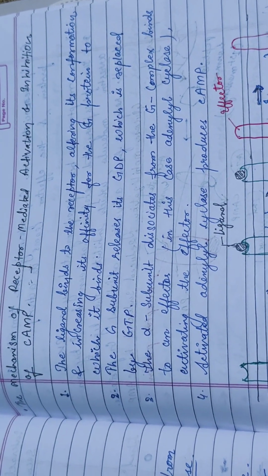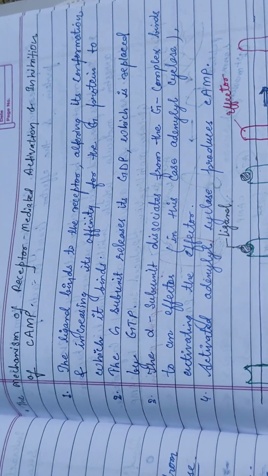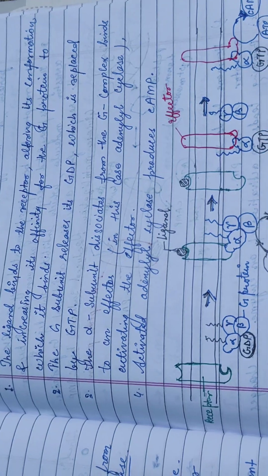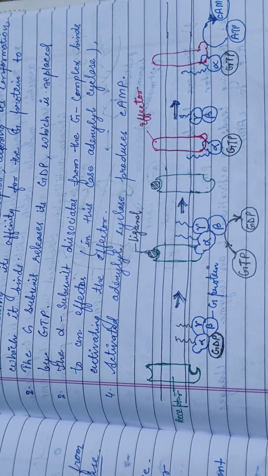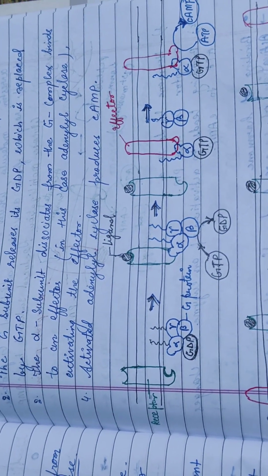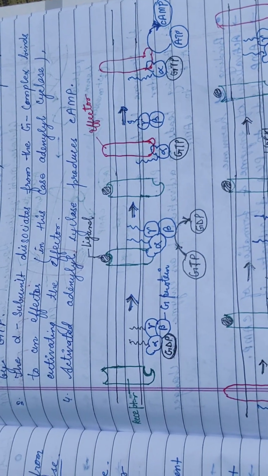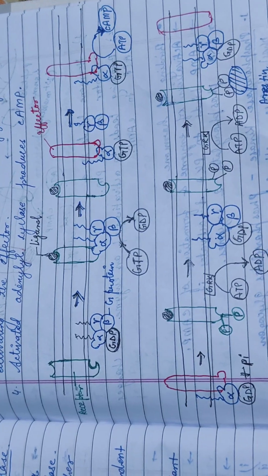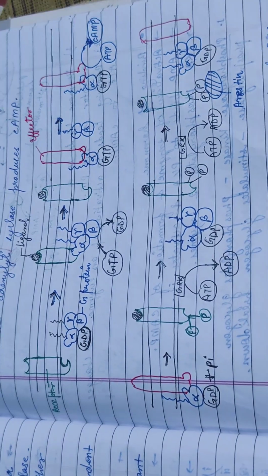Mechanism of receptor mediated activation and inhibition of cyclic AMP. The ligand binds to the receptor, altering its conformation and increasing its affinity for the G protein to which it binds. The alpha subunit dissociates from the G complex and binds to an effector, in this case adenylyl cyclase, activating it, and activated adenylyl cyclase produces cyclic AMP.